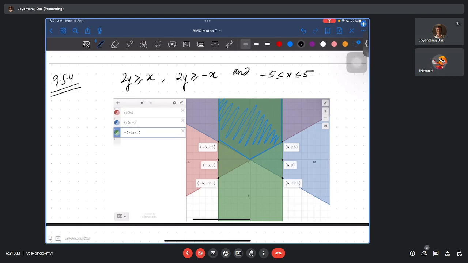So since I want to find the maximum value of x minus y, I want to choose y as small as possible, right? And x I want to choose bigger, right? Yes. So now tell me, what will be the maximum value then?